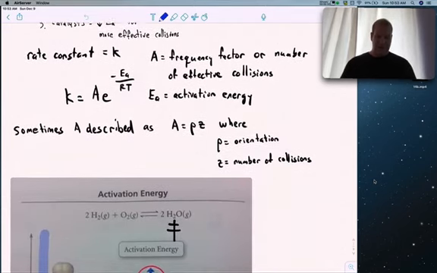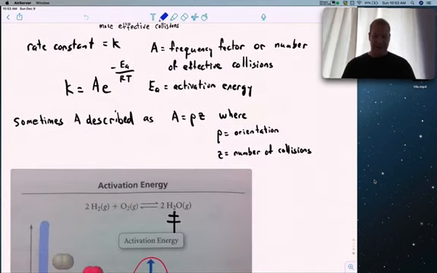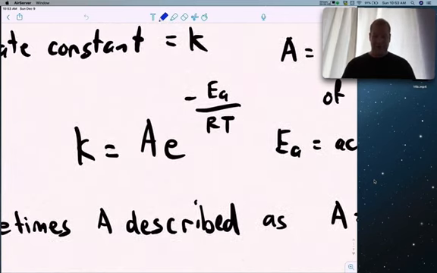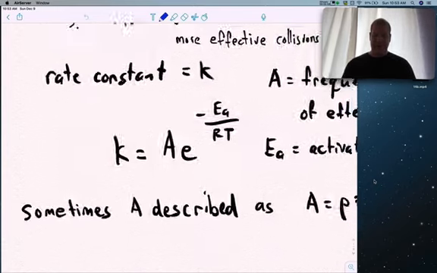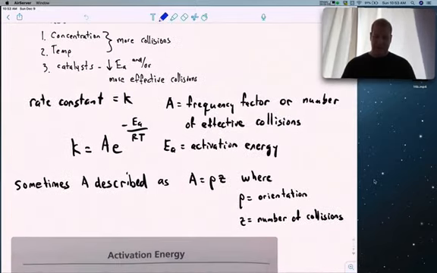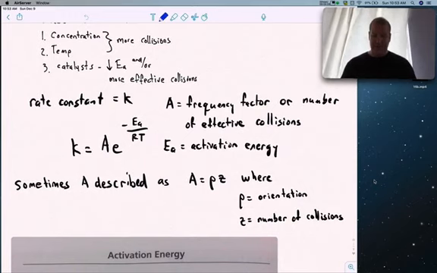And we mentioned rate constant is k. What the rate constant really is, is a function of temperature. And this is the Arrhenius equation. The rate constant is equal to some constant A times e to the minus Ea over RT. A is known as a frequency factor. This is the number of effective collisions.